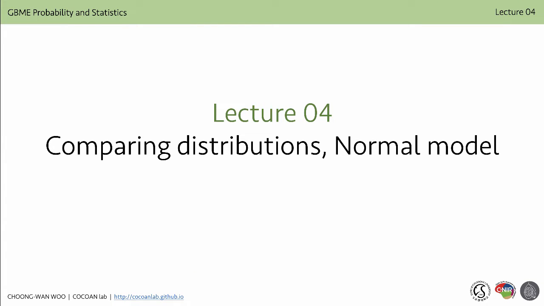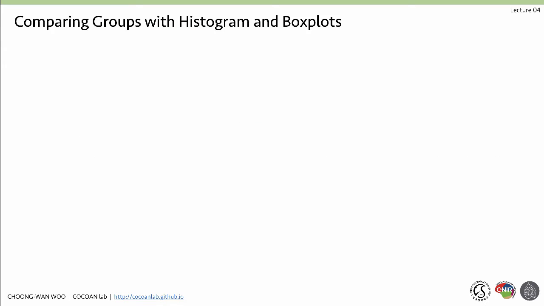Hi everyone. So today's topic is going to be comparing distributions and normal models. In the last lecture, you learned about histograms and box plots. After you visualize the data using these tools, you might want to compare different distributions or groups or conditions. And how would you do that? And what are the considerations for doing that?